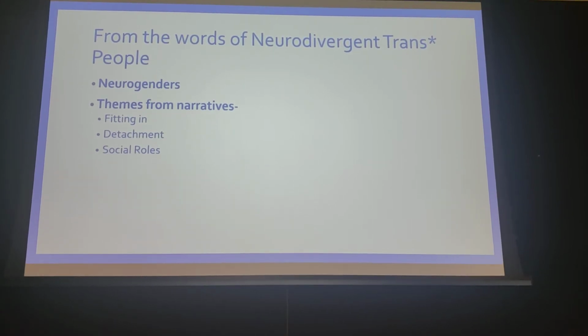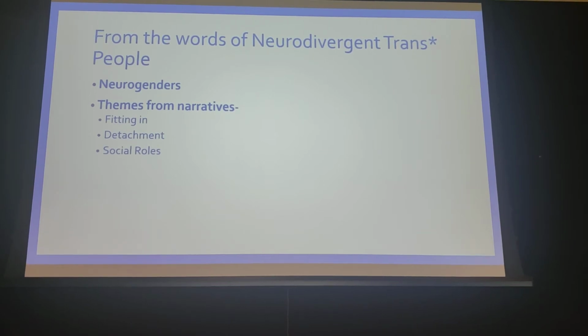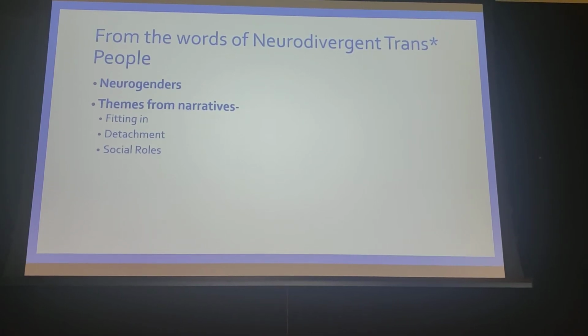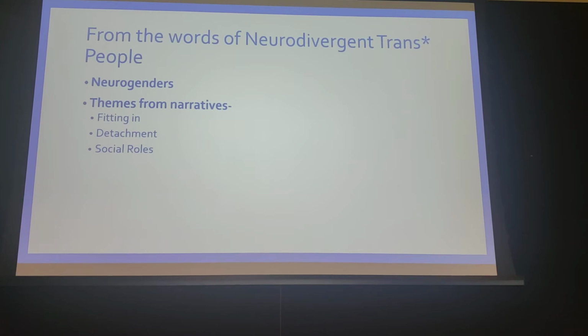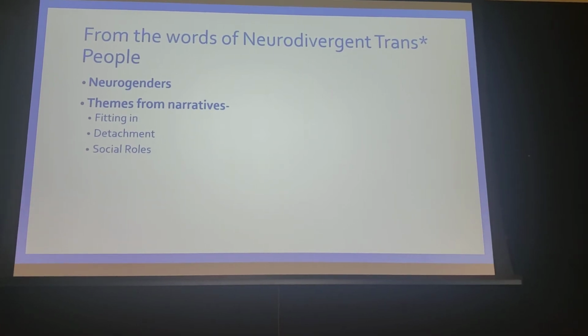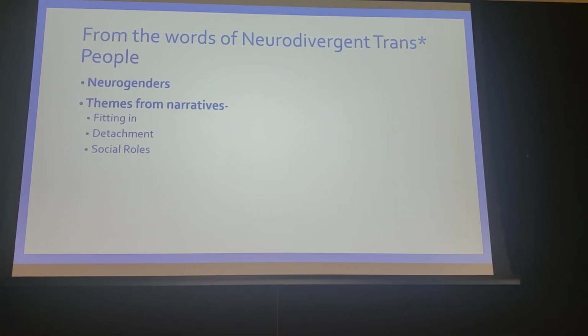Our next theme was the feeling of being detached, so feeling as if they were detached from their gender identity or from the concept of gender as a whole. And then social roles, many trans autistic individuals described a realization that they were performing gender in a way that helped them to fulfill the social roles they had been placed in. And they also saw social roles coming up in the descriptions of fitting in a lot.